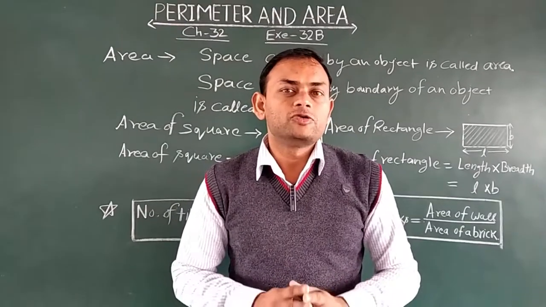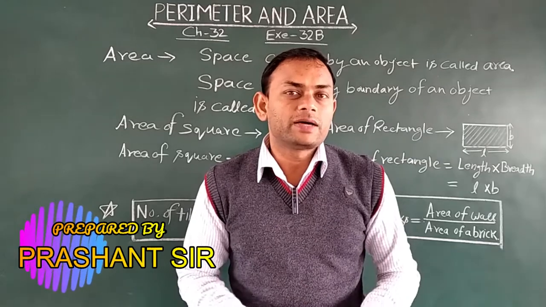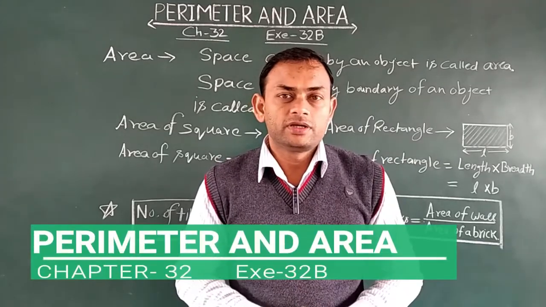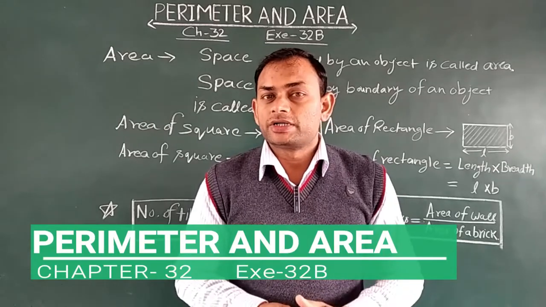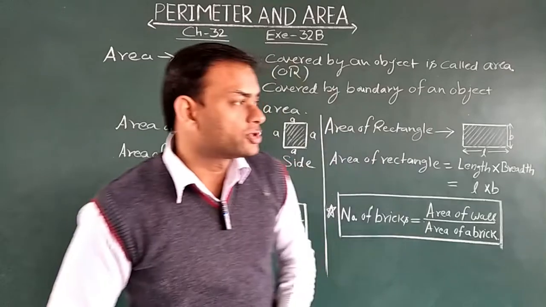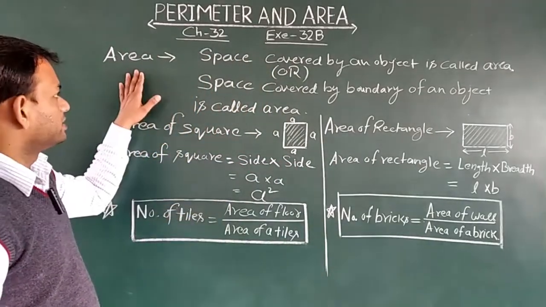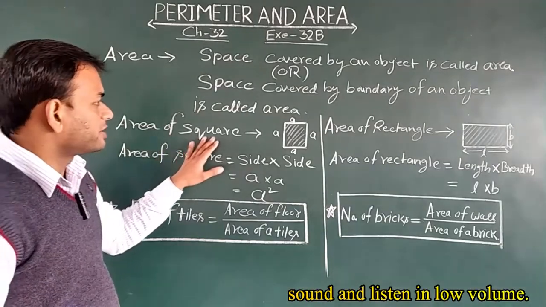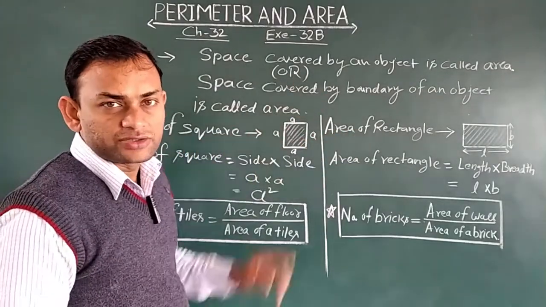Hello students, I hope you all are good at your places, and today I am just going to start the next exercise, exercise 32B under chapter 32, Perimeter and Area. In this exercise, I will make you do some questions related to the area. Basically, we will just cover the area of a square and the area of a rectangle in this exercise.